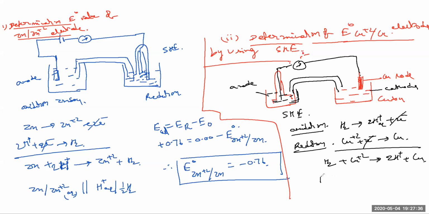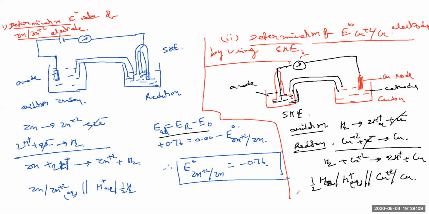Our cell notation is H2 / H+ aqueous, parallel lines, Cu2+ / Cu. So by applying the same formula, what formula? This formula. So experimentally the copper E naught value can be determined as 0.34.